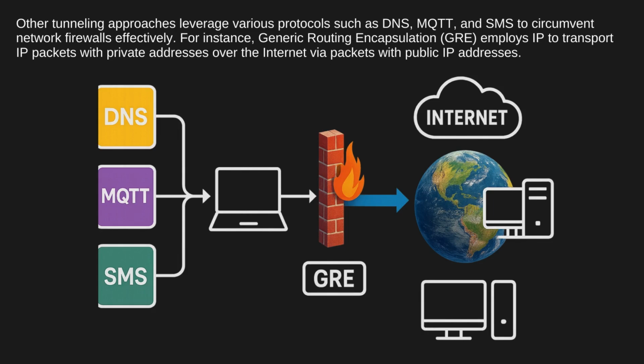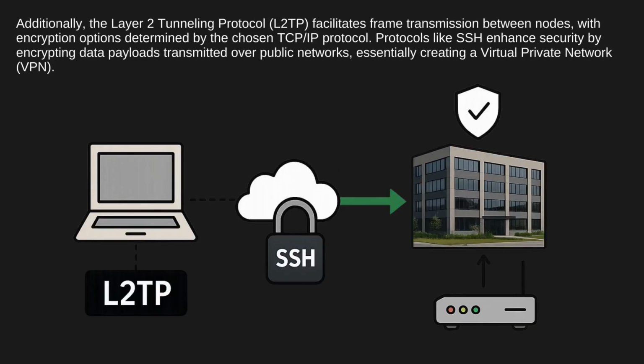For instance, generic routing encapsulation, GRE, employs IP to transport IP packets with private addresses over the Internet via packets with public IP addresses. Additionally, the Layer 2 tunneling protocol, L2TP, facilitates frame transmission between nodes, with encryption options determined by the chosen TCP/IP protocol. Protocols like SSH enhance security by encrypting data payloads transmitted over public networks, essentially creating a virtual private network, VPN.